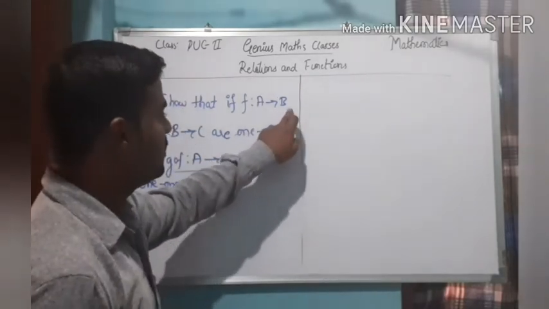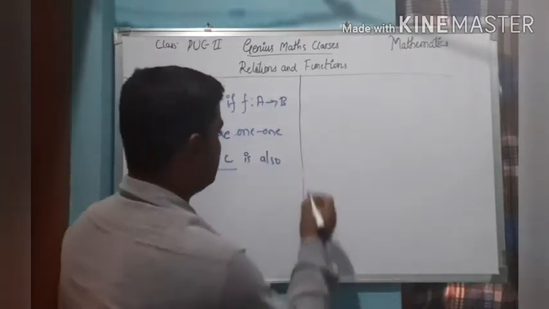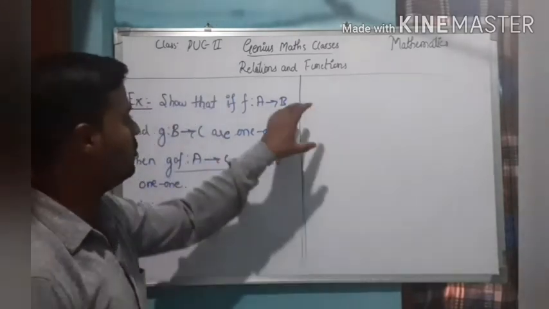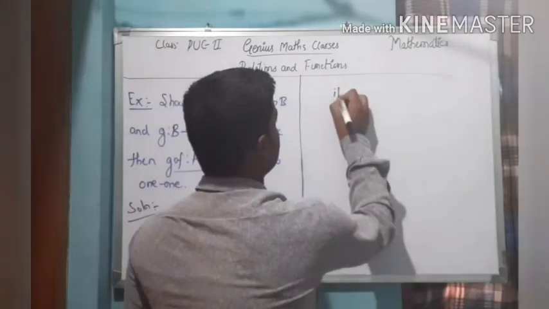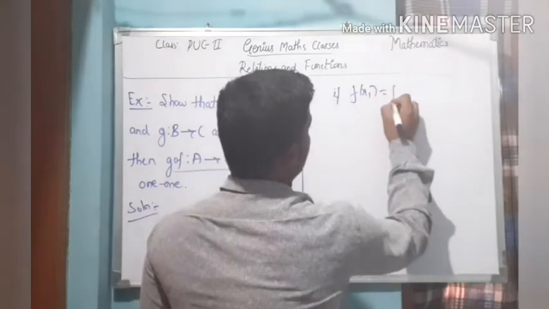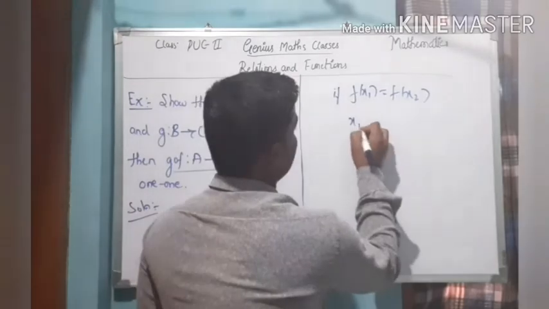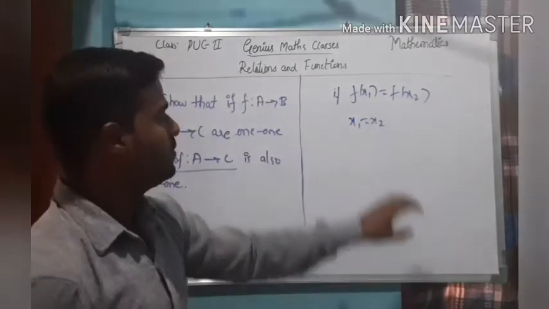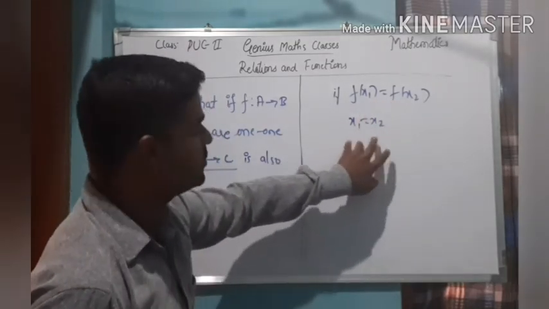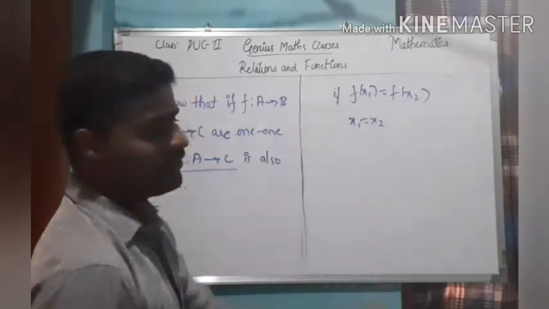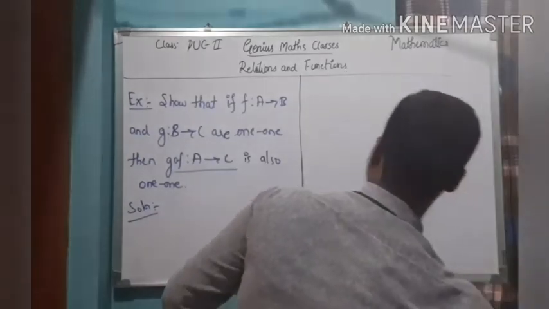We have discussed the types of function in our previous class. Just go through it. If you need to prove a function is 1-1, then you must satisfy the condition that if f of x1 equals f of x2, then x1 must be x2. If the images are equal, then the elements must be equal. This is the approach for proving a 1-1 function. Let me solve this.